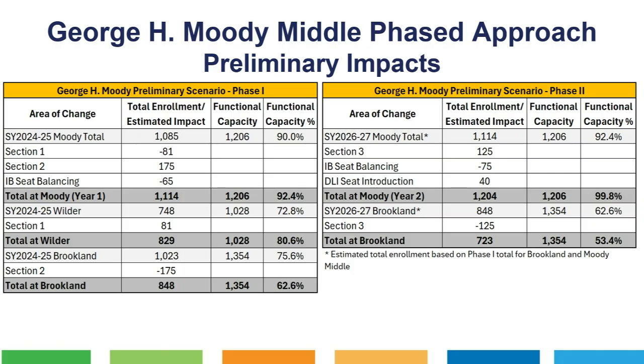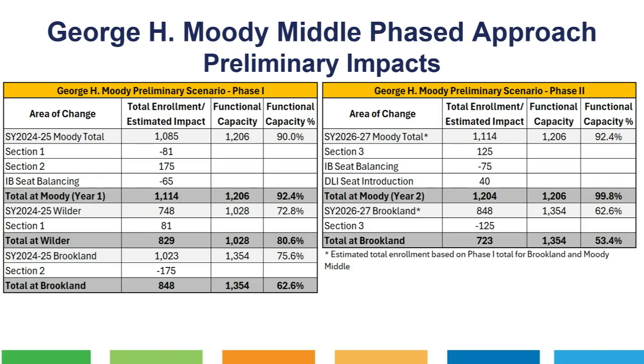For phase 2, which is assumed to be the 2027-28 school year, a second chart is shown. This chart reflects the estimated total enrollment at Moody and Brooklyn after both phases are complete. This chart shows section 3, which is a portion of Johnson Elementary, moving from Brooklyn to Moody. It includes IB rebalancing seats from Moody to Tuckahoe, an effort that is already underway. In order to address capacity, this chart also assumes additional IB seat changes in year 2, which were not reflected in the prior slide 24.